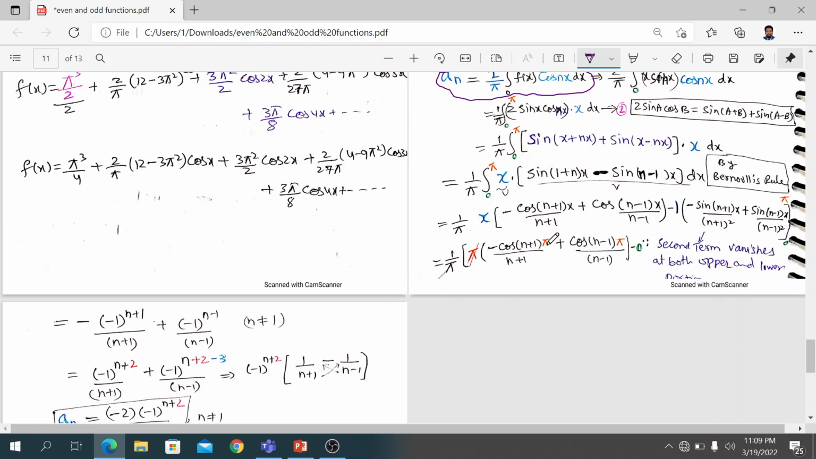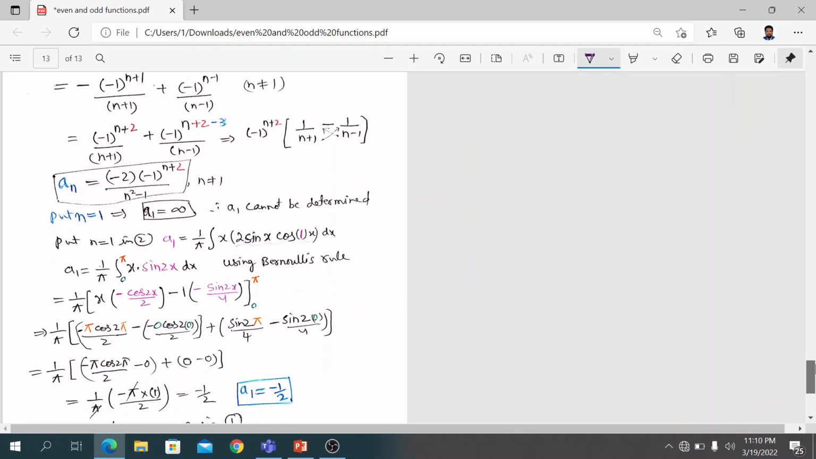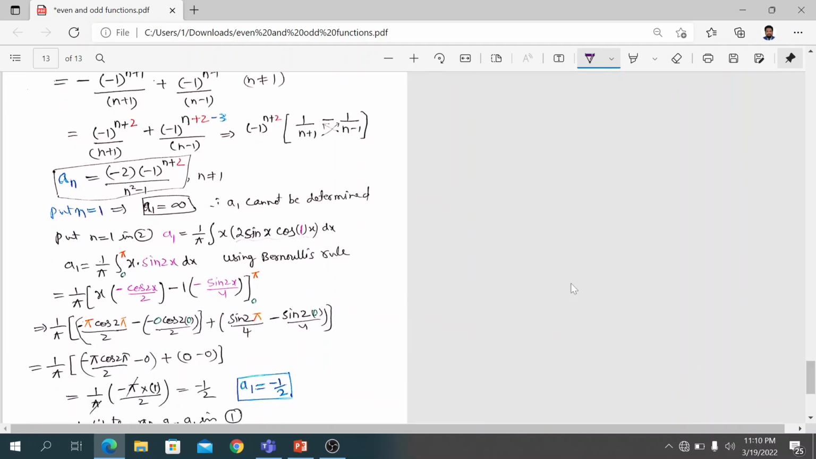N pi, we know, is minus 1, and this one, so it becomes minus this. This whole value is minus of (n plus 1) by (n plus 1), plus, as it is cos n pi, we know, minus 1 power of this one, minus 1 by n minus 1. Now just simplify, you will get the answer.